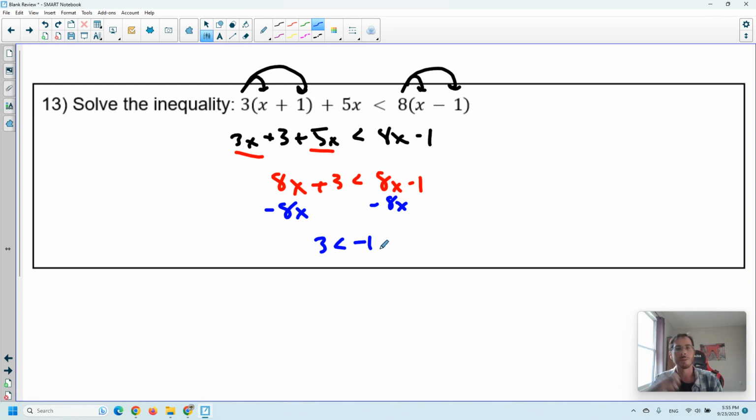Well, okay, they did make us think, so we do have to think about this one, because all the x's went away. So we have to ask ourselves, is 3 actually less than -1? It's not. This is false.